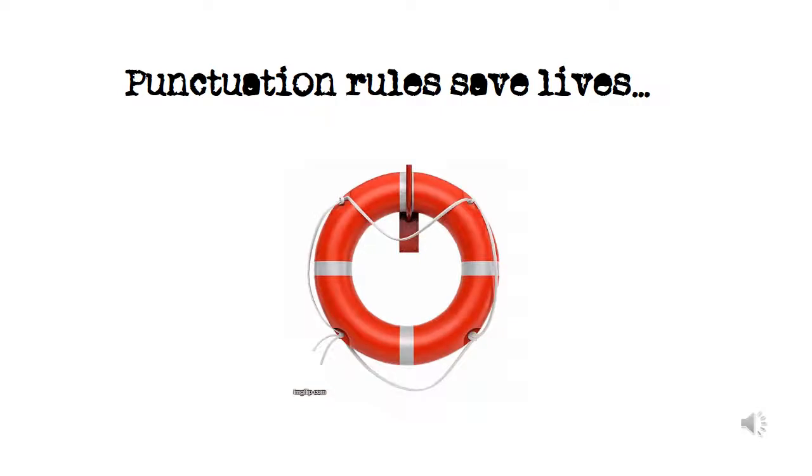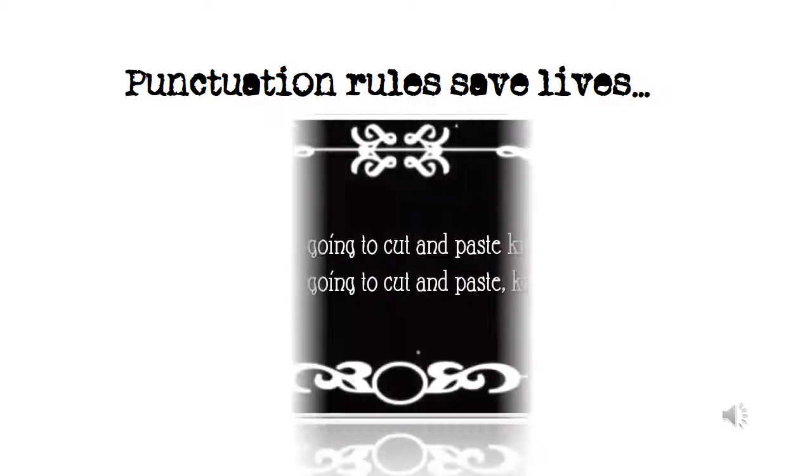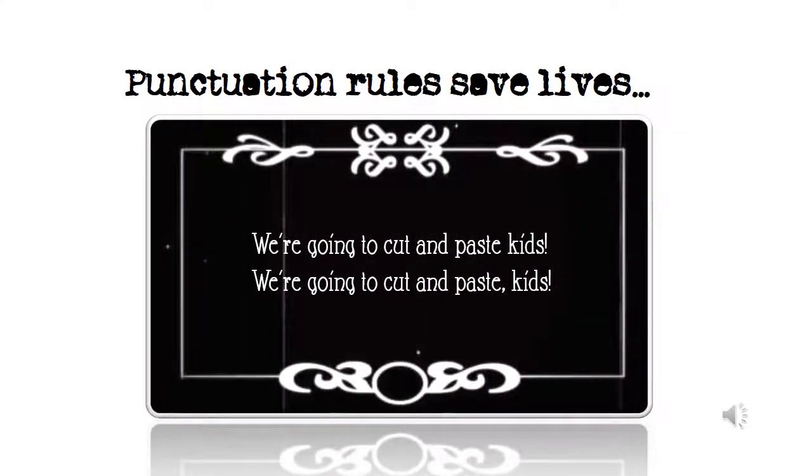But how can punctuation save lives? If you don't believe me, take a look at the following examples. The first sentence, without a comma, reads like, "We're going to cut and paste kids." The second sentence reads like this, "We're going to cut and paste, kids." As you can see, the meaning is severely altered. For these reasons, punctuation rules really save lives.